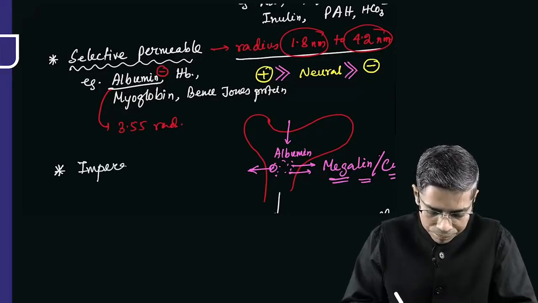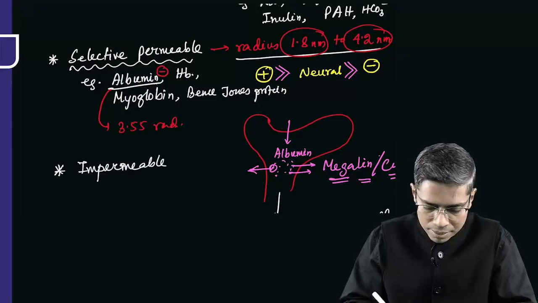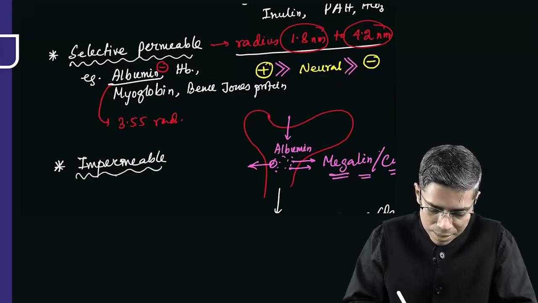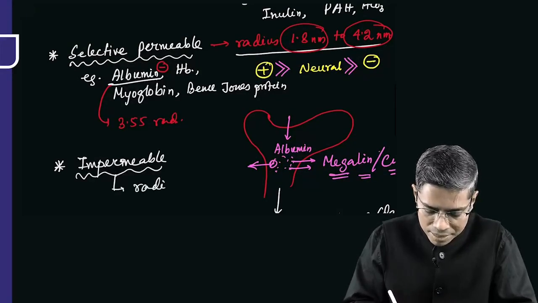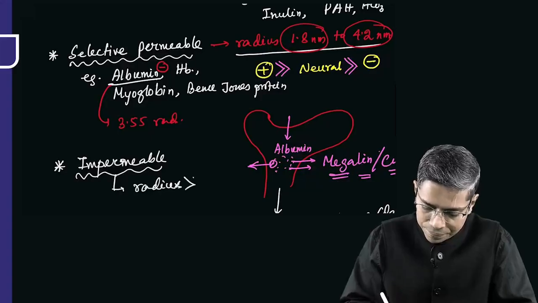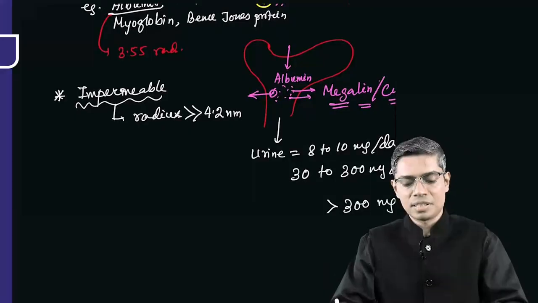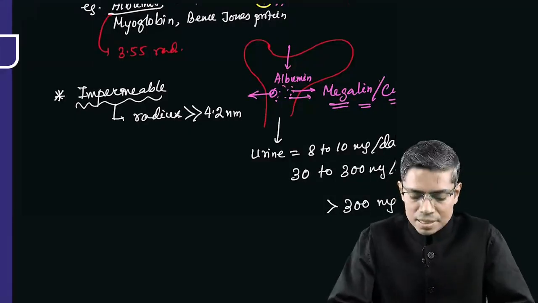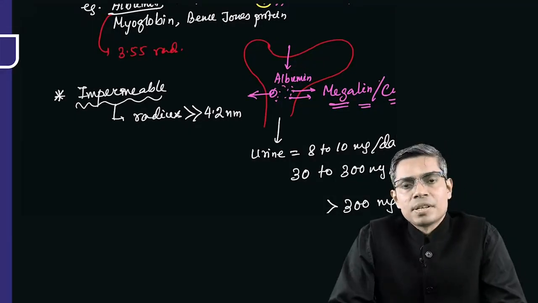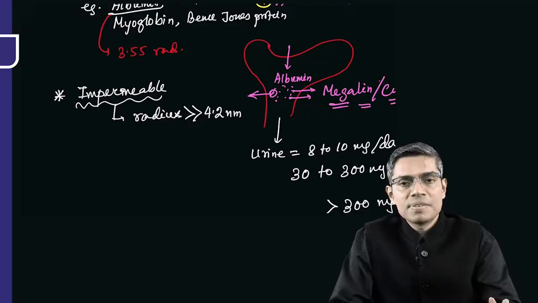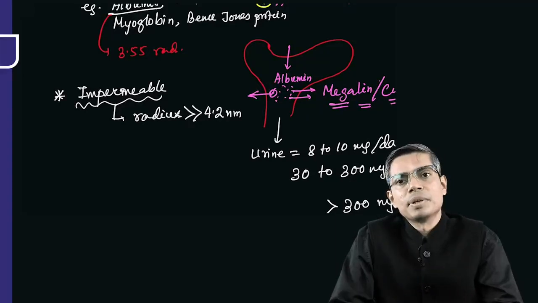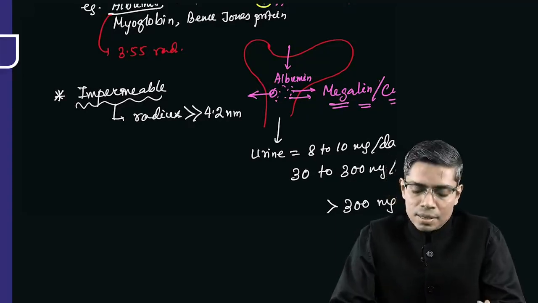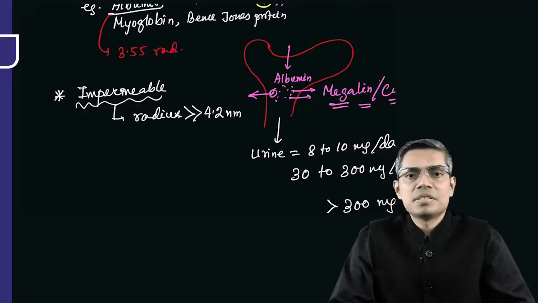So impermeable substances means if the molecular radius is greater than 4.2 nanometer, no filtration is possible. So there are three groups of substances: freely filterable, selective permeable, and impermeable, depending on the molecular radius. This you have to remember at the beginning of this GFR.